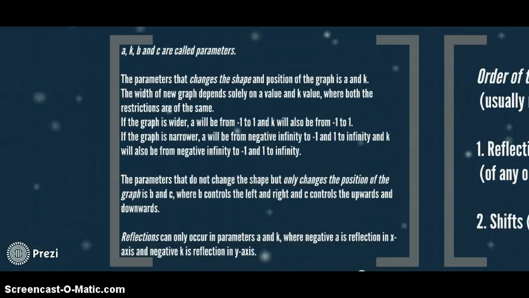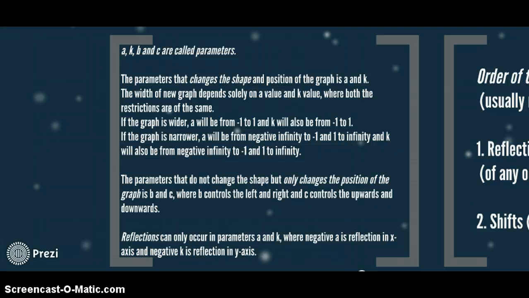A, K, B and C are called parameters, as I have just said. The parameters that change the shape and position of the graph are A and K. The width of the new graph depends solely on value A and value K, where both the restrictions are the same. If the graph is wider, A will be from -1 to 1, and K will also be from -1 to 1. If the graph is narrower, A will be from -infinity to -1, and 1 to infinity, and K will also be the same.